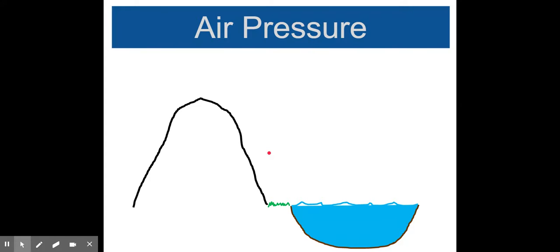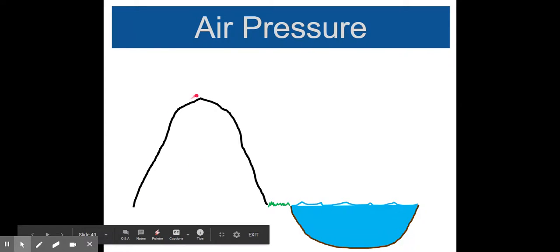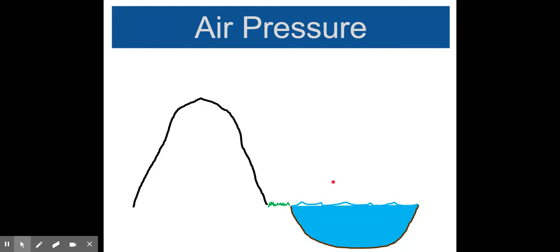So here we go. We've got air pressure. This is my representation of a mountain. This is somebody at, quote unquote, sea level. This is somebody in a pond or at sea level. In Syracuse, we're about 600 feet above sea level, so we're not technically at sea level, but we're pretty close.